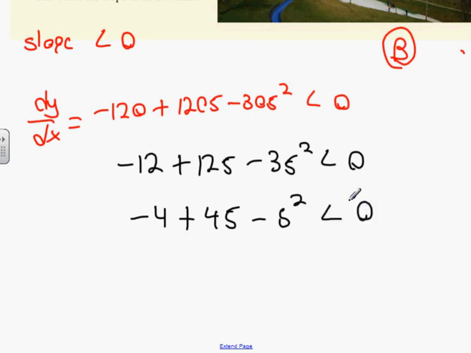Next thing I'm going to do, I'm going to multiply this by minus 1. Got to multiply everything by minus 1. What happens when I multiply by minus 1? 4 minus 4s plus s squared. Now what happens to this sign? Changes to greater than 0.